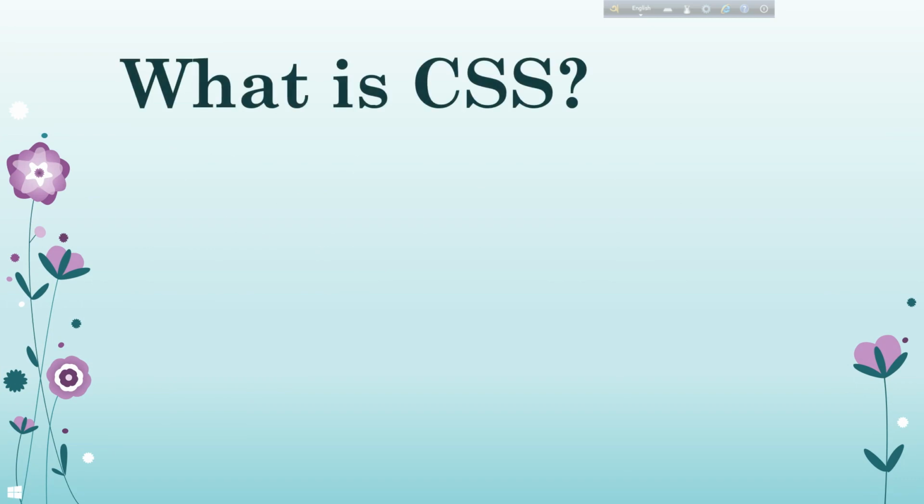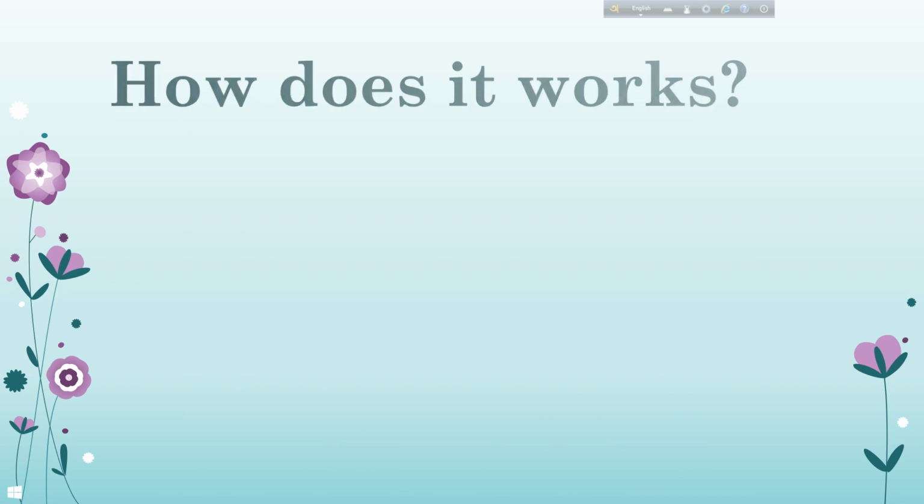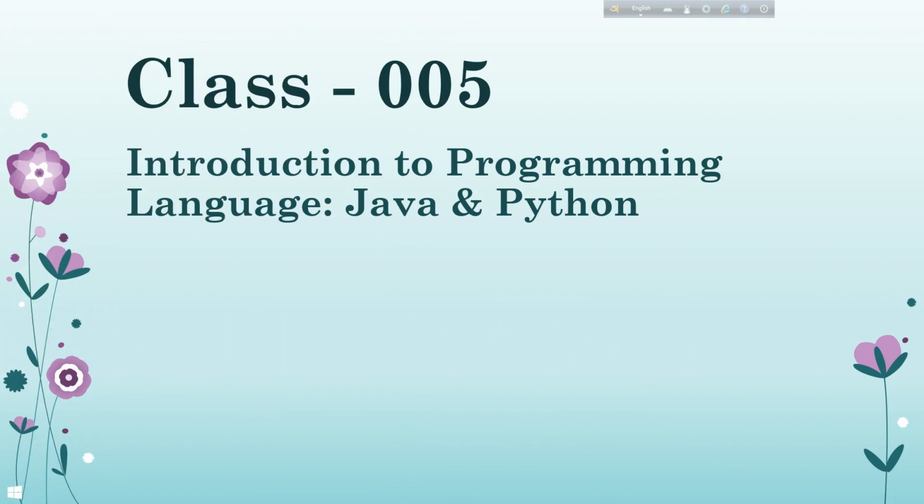And we will learn here how to develop a complete website from scratch using HTML, and how we can beautify with color, sizes, and others. And in the fifth class, we are going to start learning two complete programming languages. One is Java and another one is Python.